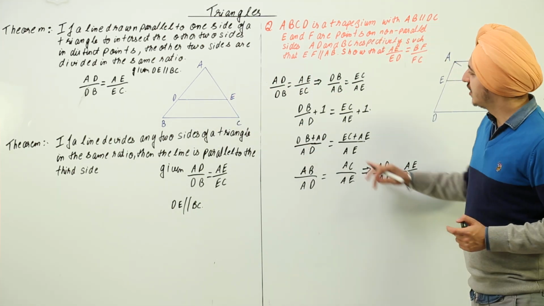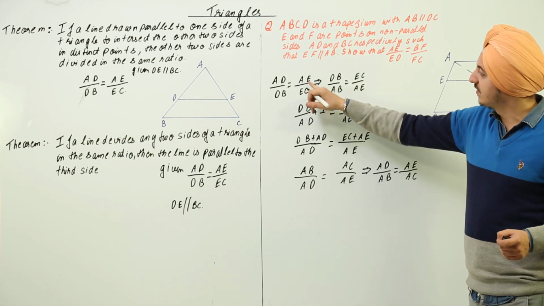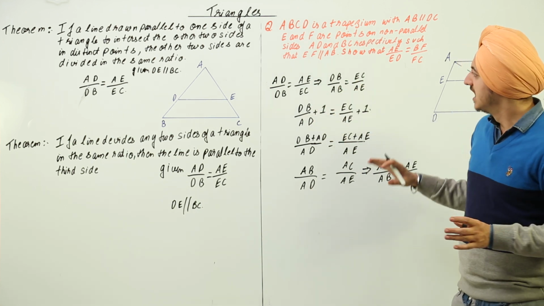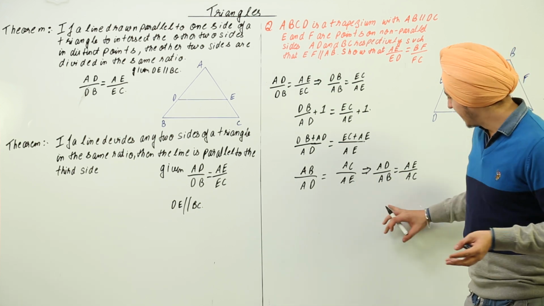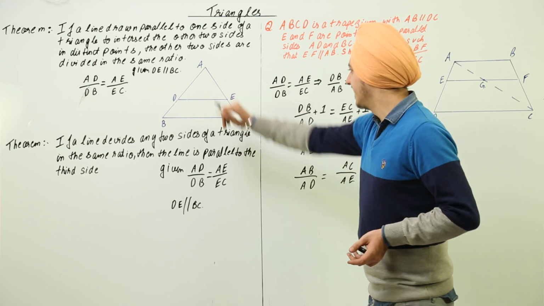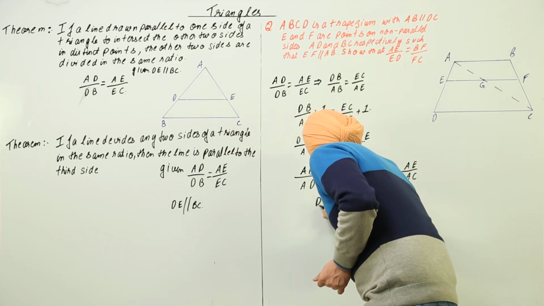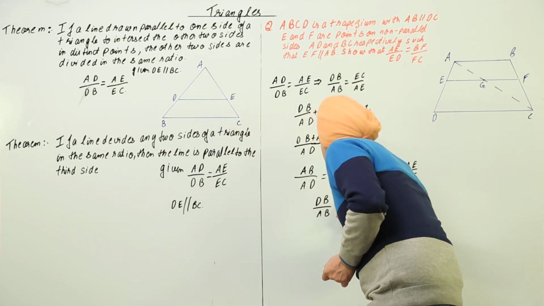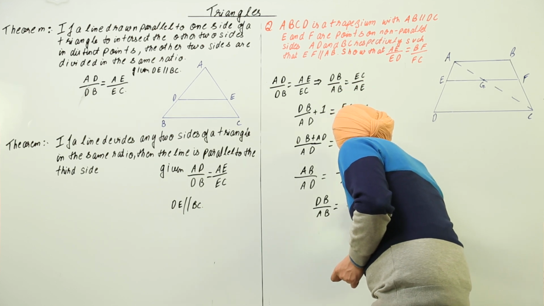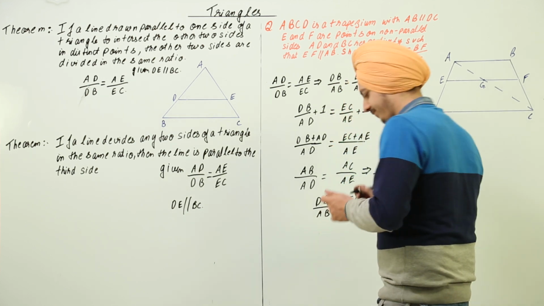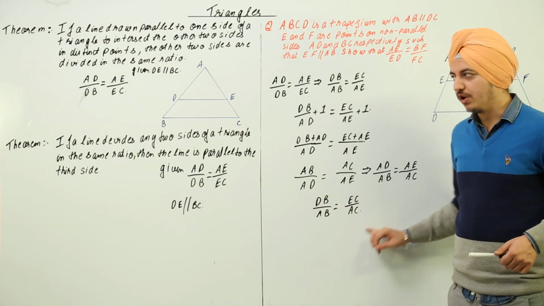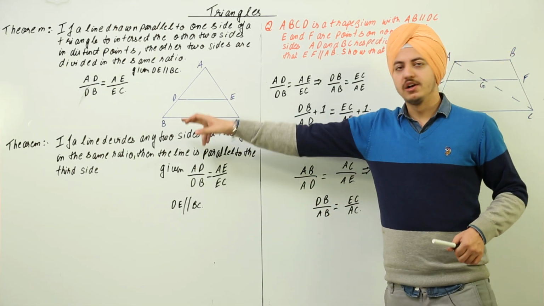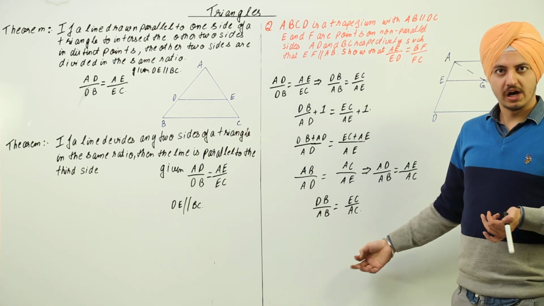Okay. Now, if we do not take the reciprocal over here and we continue this question the same way, then we will reach another result, that is that instead of AD there will be DB upon AB equal to EC upon AC. This is another result which you need to prove on your own. If it is given that DE is parallel to BC, try to do this on your own at home.